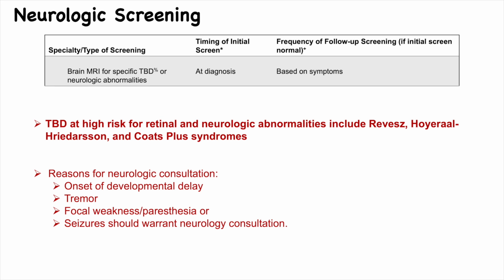And then neurologic screening, these are symptom-based, so there's no necessarily recommended neurologic screening for all patients. However, any patient who has an abnormality on a neurologic exam that we do in the hospital, we recommend at least getting a baseline brain MRI. There are certain TBDs that are at higher risk for abnormalities to be found in the brain, either calcifications or underdevelopment of certain parts of the brain, which is the case for patients who have Hoyeraal-Hreidarsson syndrome. And so several of the reasons why we consider neurologic evaluations are listed here: onset of developmental delay, tremor, focal weakness, or certainly seizures.